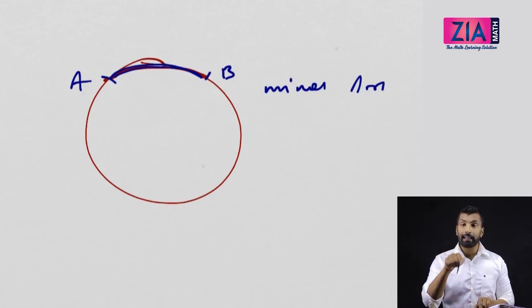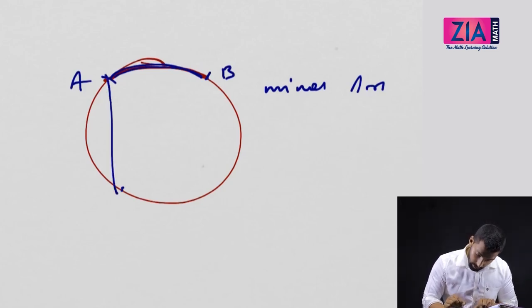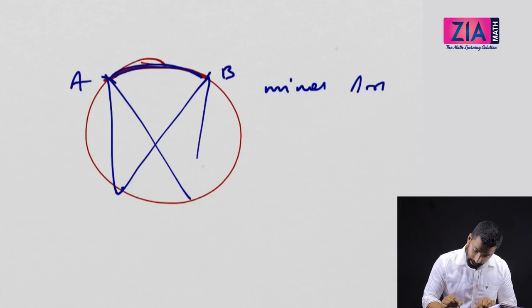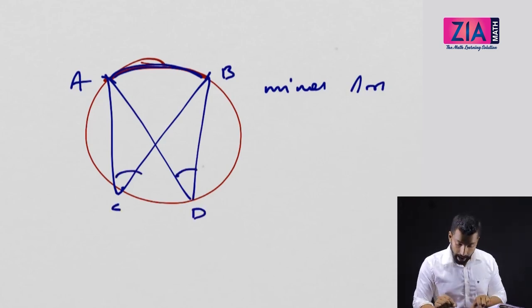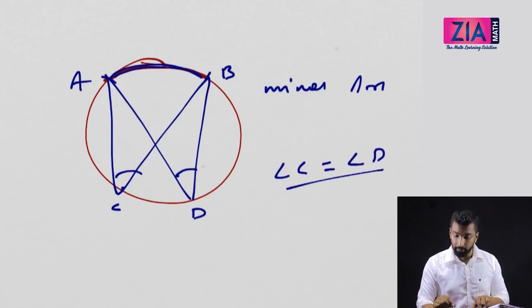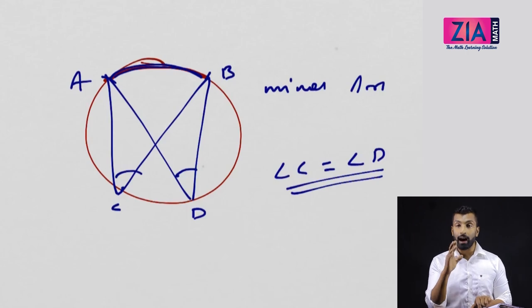Now the angle inscribed in the minor arc, if you take 2 angles, okay, so this is one angle and this is another angle, these two will be equal. So if this is C and this is D, angle C equal to angle D. Why? Because these are the angles inscribed in the same arc.